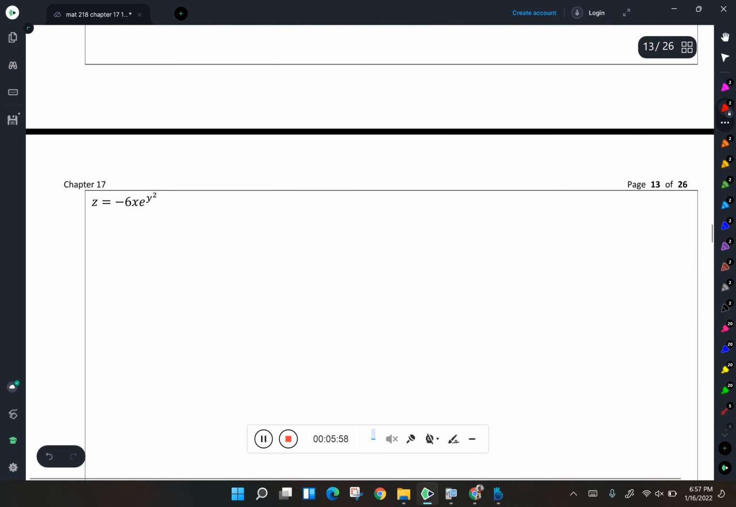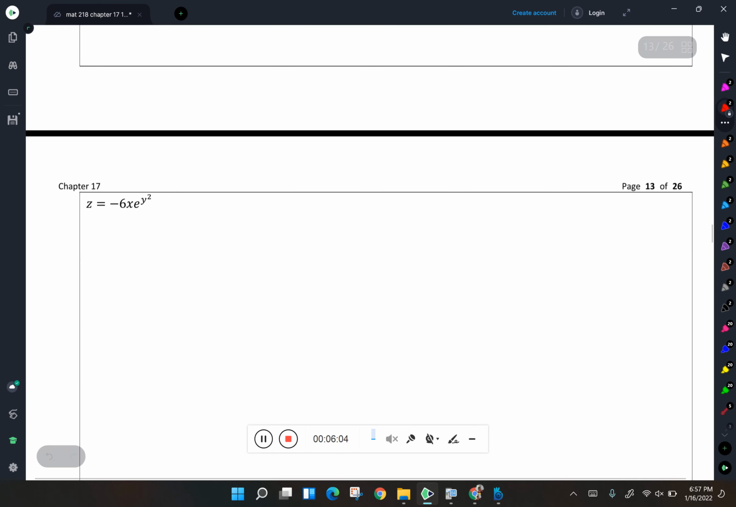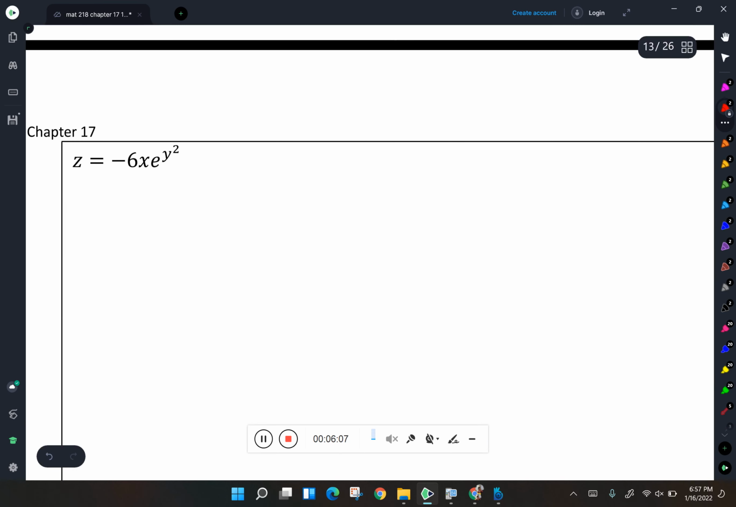Okay, another example, and then we'll be done with section 17.2 finally. Find all the second partials. Let's go ahead and get started on this. I'm going to rewrite this just so it stands out a little better for me. It's negative 6x times e to the y squared. I like that better.